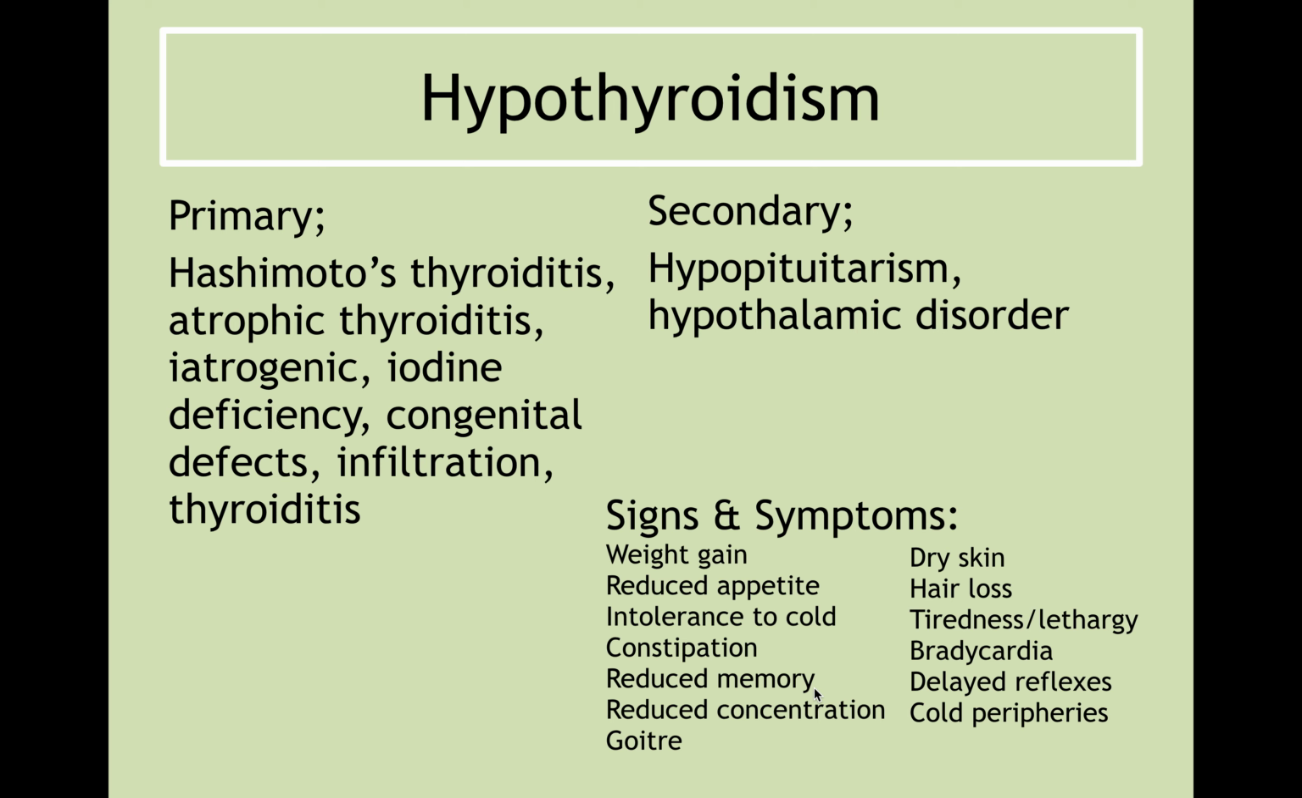Signs and symptoms. This is the opposite of hyperthyroidism normally. So I like to think hypothyroidism is where things aren't working properly, they're all slowing down. You haven't got enough of the T3 and the T4. Your metabolism's slowing down, so you get weight gain, you're cold, your bowels stop working properly, you get constipated, you're a bit sluggish with your memory and concentration, you're dry, you lose your hair, you're tired, you're lethargic, you get bradycardic, and you get delayed reflexes. Everything's slower in hypothyroidism.